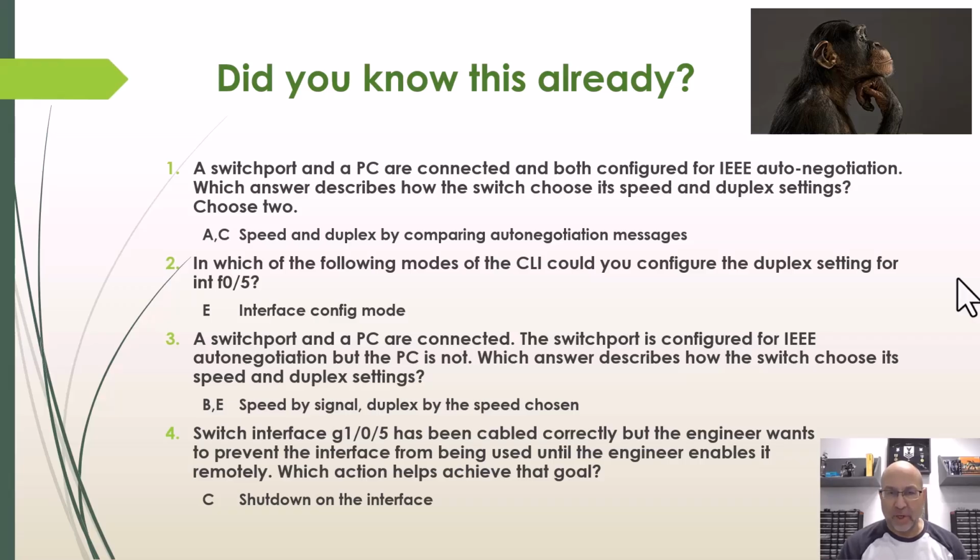A switch and a PC are connected. The switch port is configured for IEEE auto negotiation, but the PC is not. Which answer best describes how the switch chooses its speed and duplex settings? Well, you have to know a little bit about how this is done. The speed will be determined by the signal.